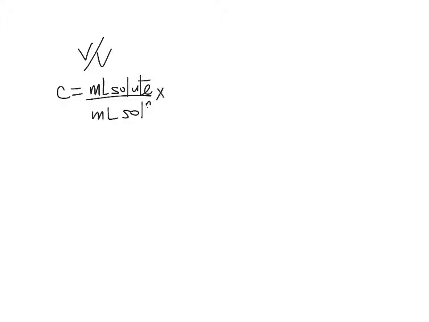So small c is milliliters of solute over milliliters of solution times 100%. So if this is vinegar, the solute will be the volume of acetic acid in milliliters, and on the bottom it'll be milliliters of the container of vinegar.